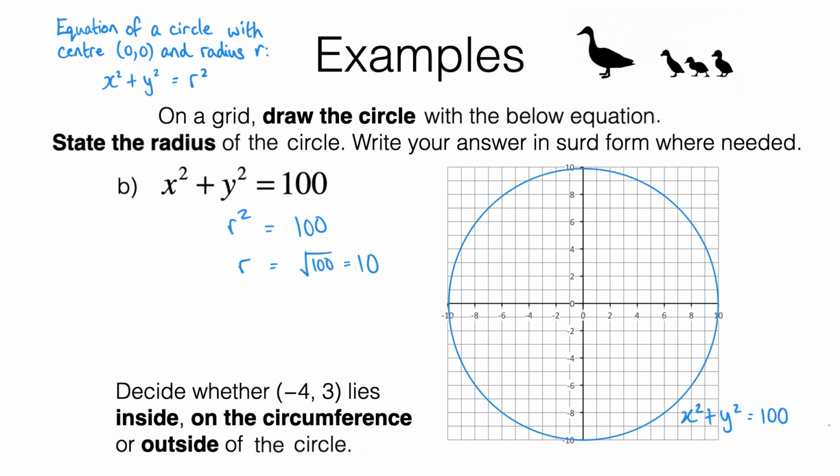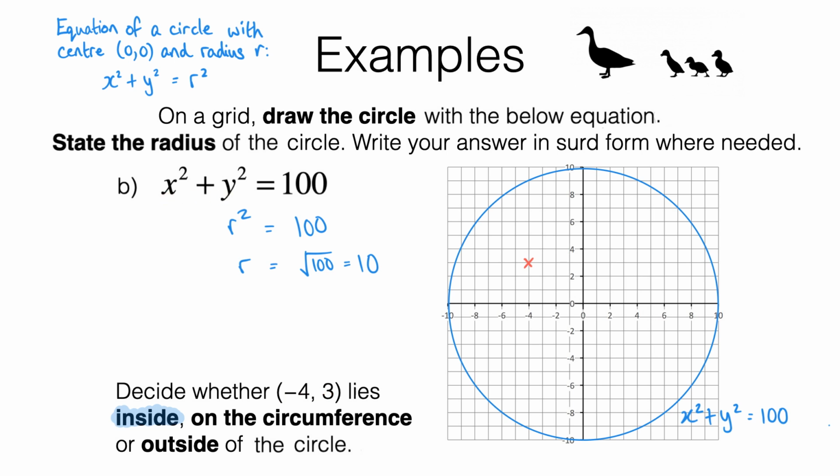We need to decide whether negative 4, 3 lies inside, on the circumference, or outside of the circle. Well, looking at the diagram, we can see that negative 4, 3 lies well inside the circle. So that is our answer. However, just like before, we could work this out without using the diagram at all. Here's how we could show that.